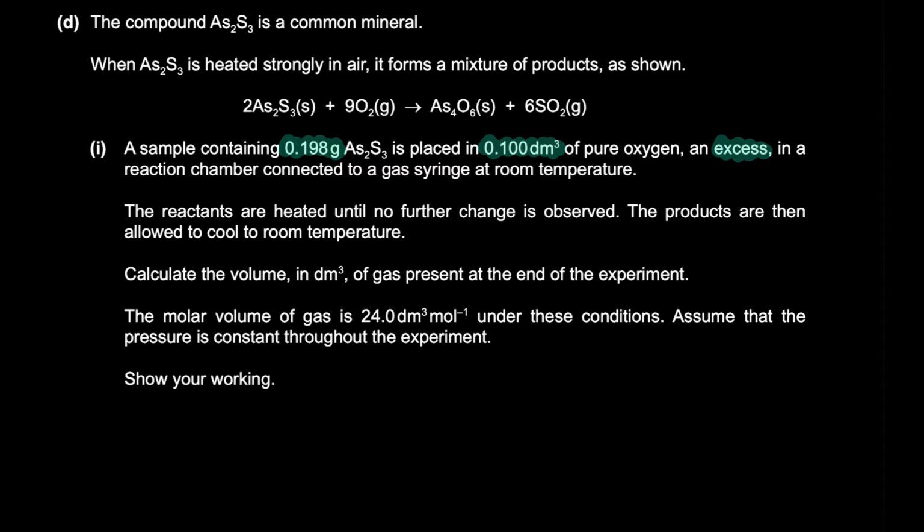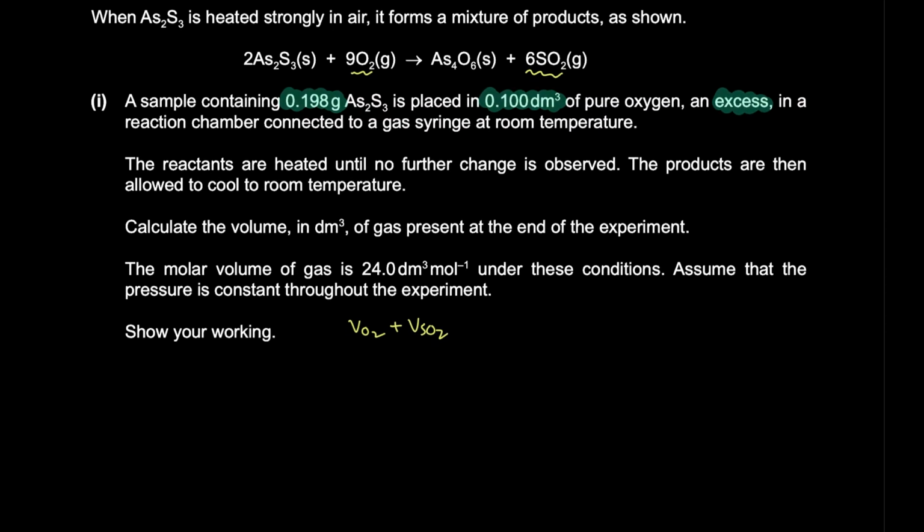So we're assuming that this is carried out at constant pressure and temperature, under room conditions. Now at the end of this experiment, we're going to produce sulfur dioxide, and we're going to have oxygen left over because they've said that oxygen is in excess. So again, what we want to do is figure out the volume of oxygen and the volume of sulfur dioxide left over. And the first thing we want to do is figure out the number of moles of As2S3, because that's the limiting reactant.